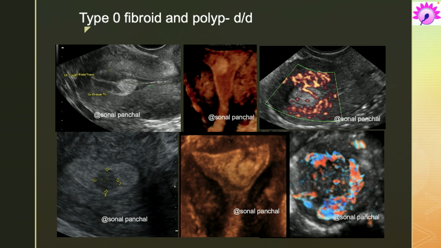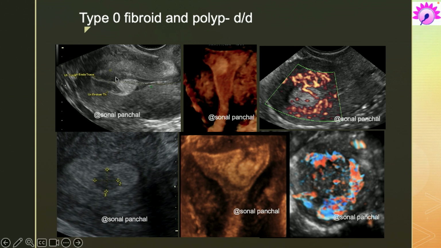Apart from that, whenever there is a polyp, you may also have to differentiate it from the type 0 fibroid, which is an intraendometrial fibroid. The important differentiating signs, of course, are a single feeder vessel and the ring of vascularity: single feeder vessel in a polyp and a ring of vascularity in the fibroid.